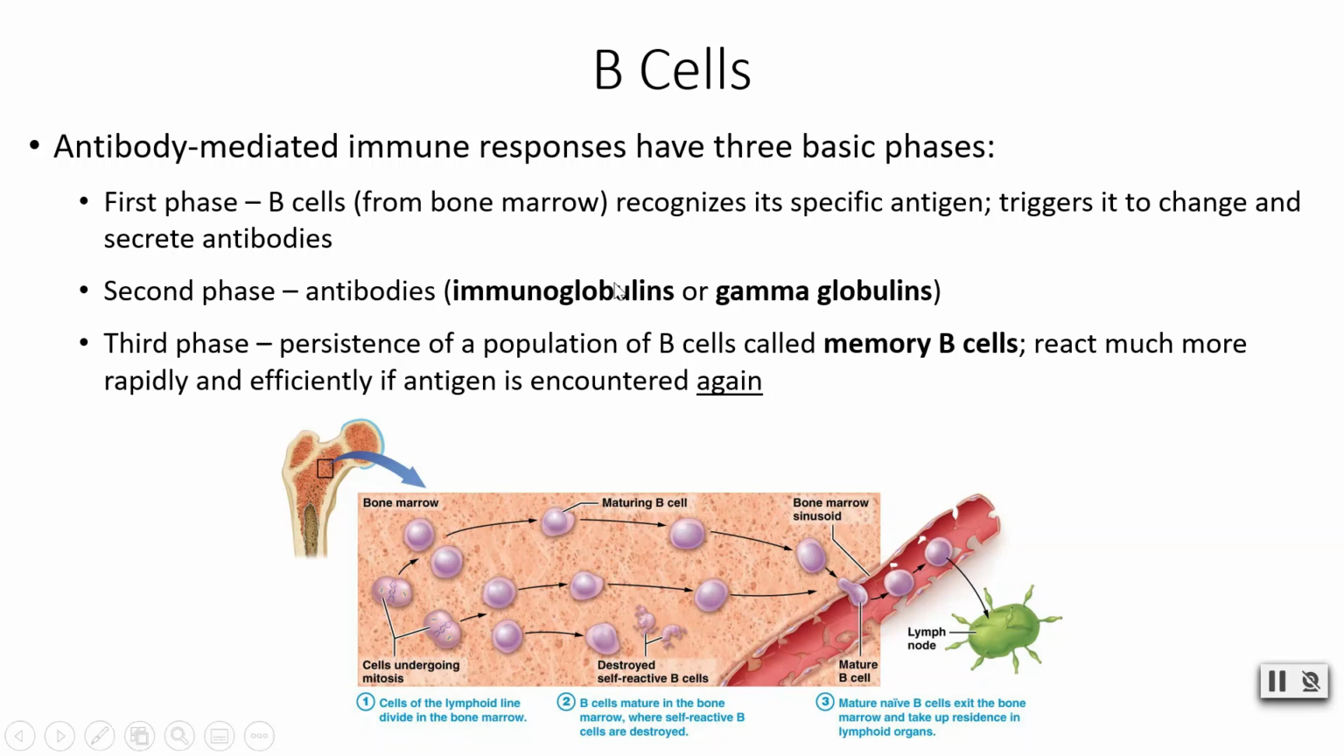The second phase is antibody production and antibodies going to work. Okay, sometimes you'll hear antibodies referred to as immunoglobulins or gamma globulins. That's all the same thing, it's antibodies.